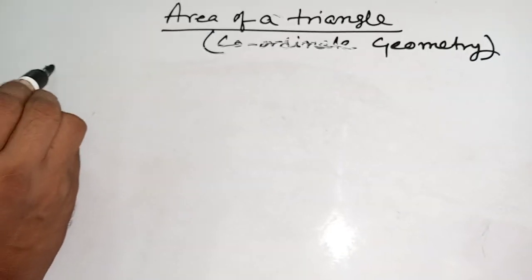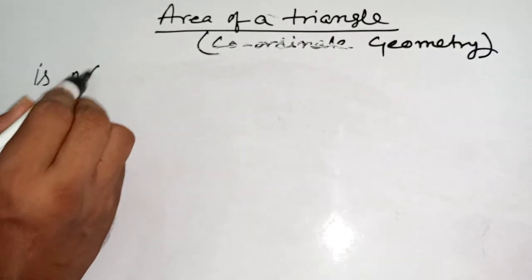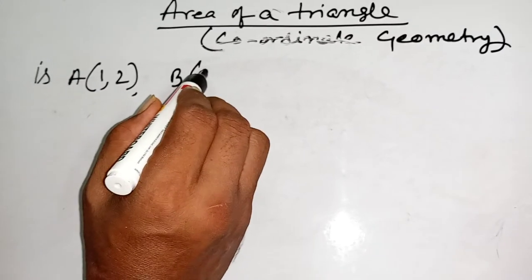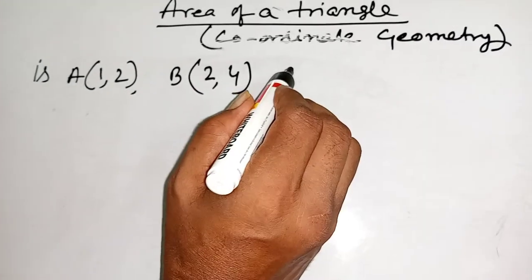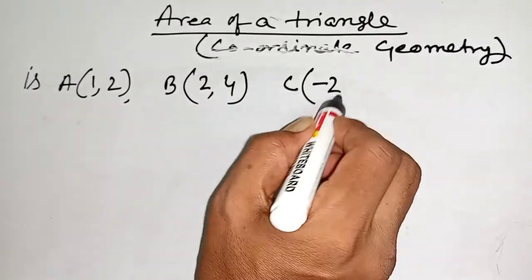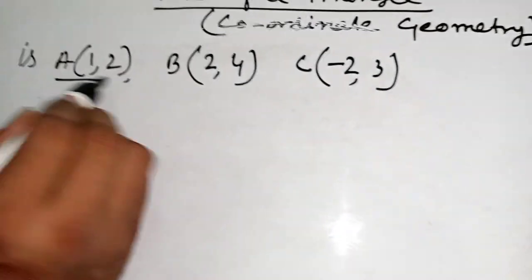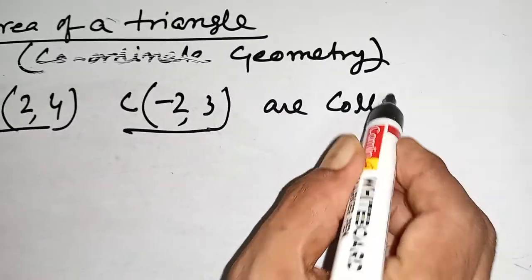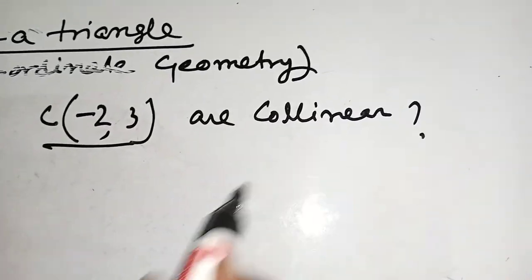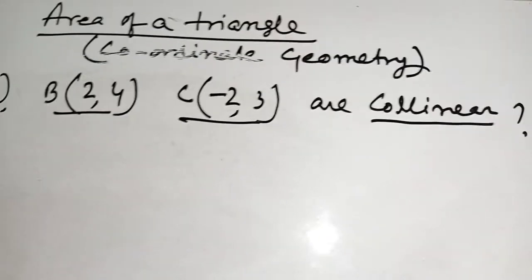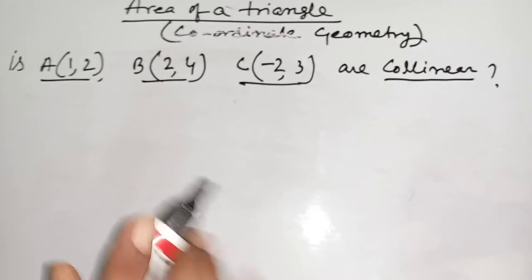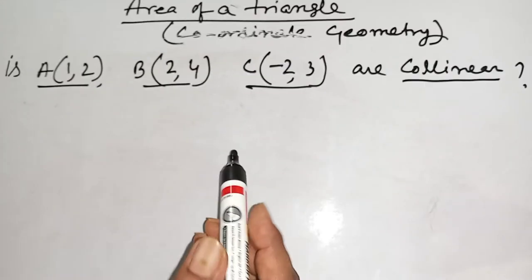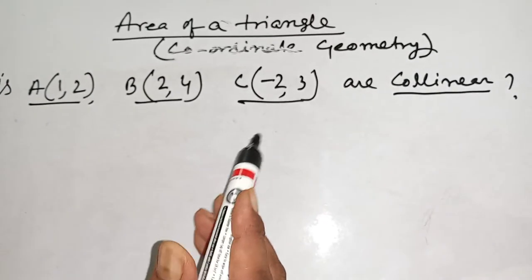Is A (1, 2), B (2, 4), C (minus 2, 3) collinear? Are A, B, C collinear? Collinear means lies on same straight line. If you find the area of triangle equal to 0, then it proves that these 3 points are collinear.